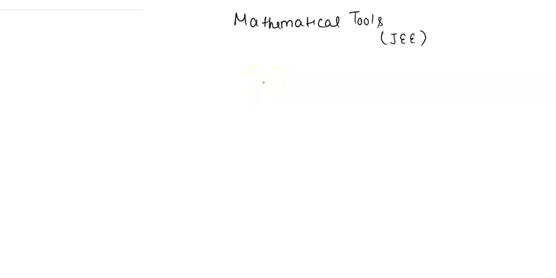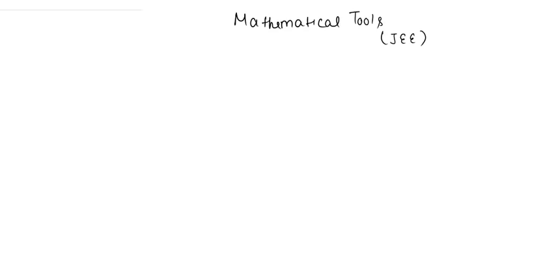Hello everyone. So the topic today that I'm covering is mathematical tools. Basically, this topic is related to important concepts of mathematics that are not much tough but are very basic concepts that we use in physics for solving different types of questions. And we must be familiar with these concepts because they will help us a lot in solving questions easily.